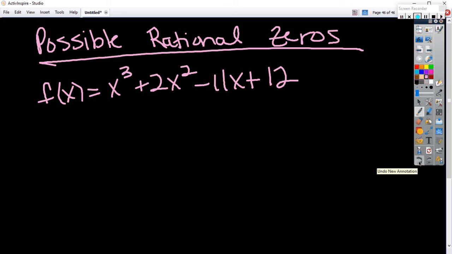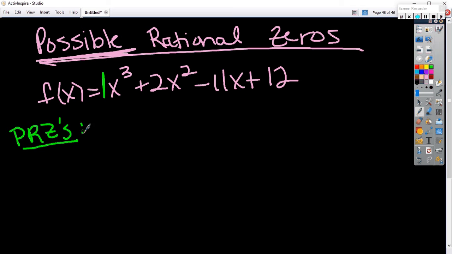So to do that, we're going to first list any possible zeros. This doesn't mean that they're actually zeros. It just means that they may or may not be zeros. So you have to guess and check. That's a lot of numbers, but there's a way to list possibilities, to know what to guess and check first. We call these PRZs.